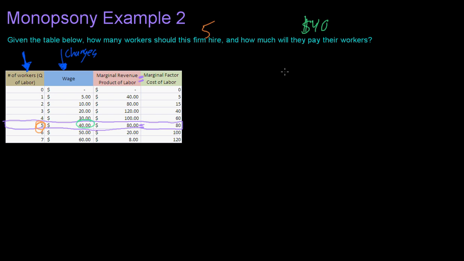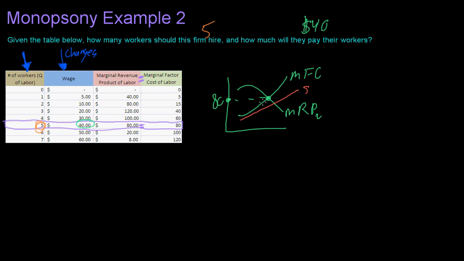And that does it. So this point right here would be on this graph. We would have the marginal revenue product of labor, and then we would have the marginal factor cost of labor, and this point is right here at 80. And then the supply line will be down here. I didn't draw that too realistically. If we go down to where the supply line is and go over, this wage rate right here will be $40.